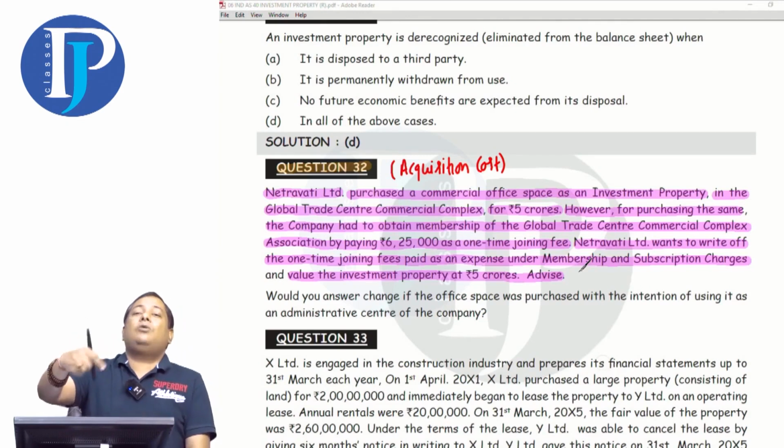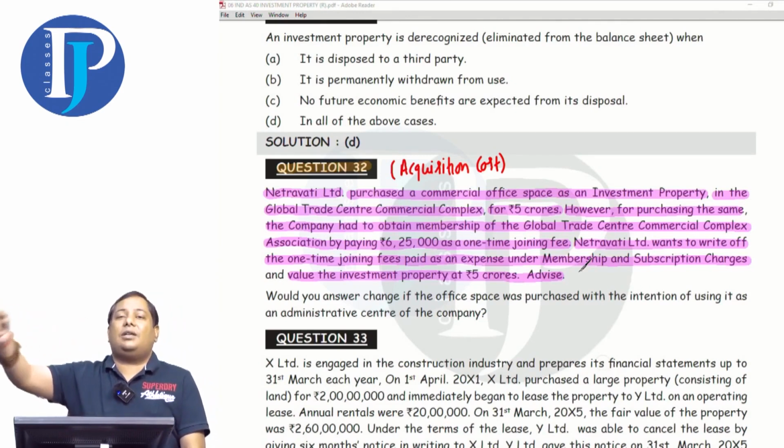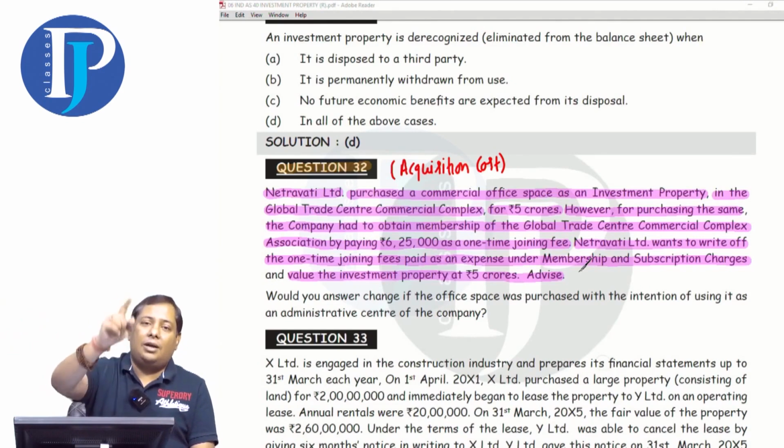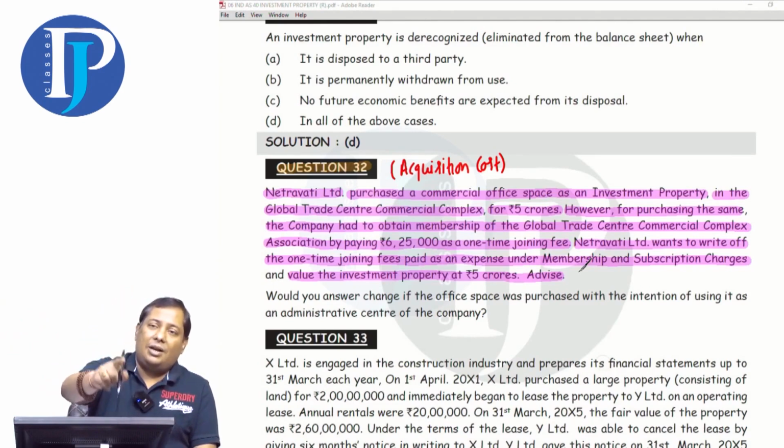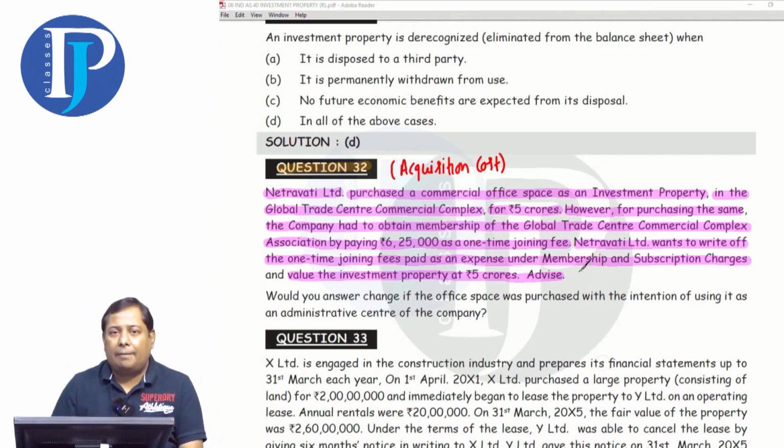It is not annual. If it was annual, we'd write it off, but this is a lifetime, a capital amount, right? You'll have to become a lifetime member to buy property. So the money you pay should be added to the property cost.